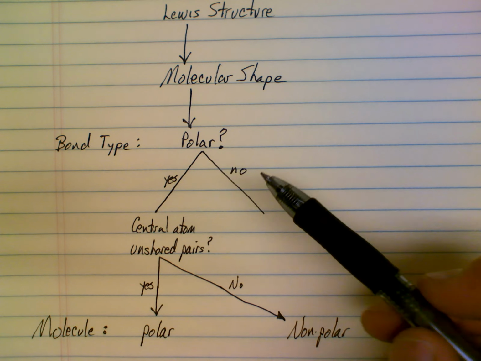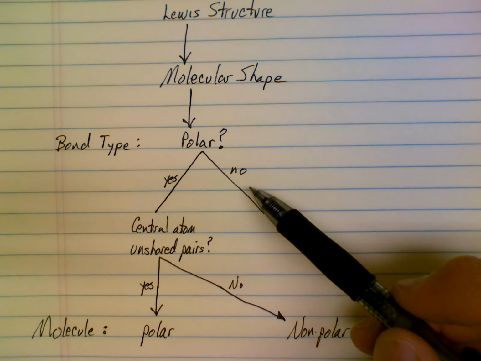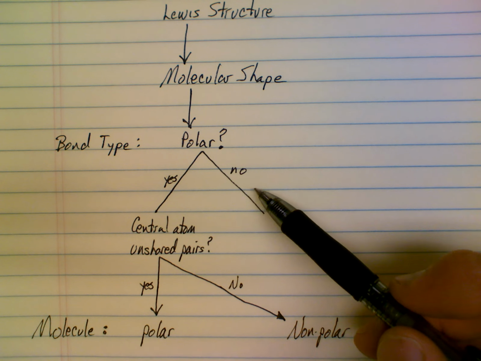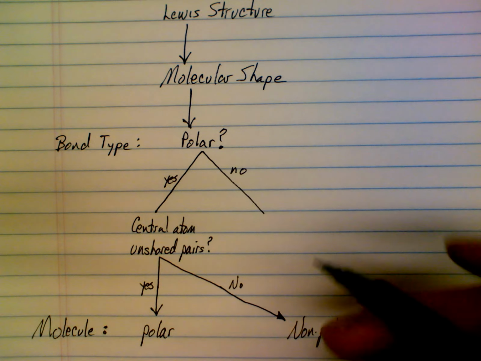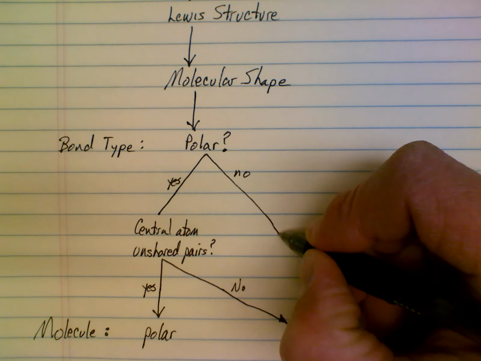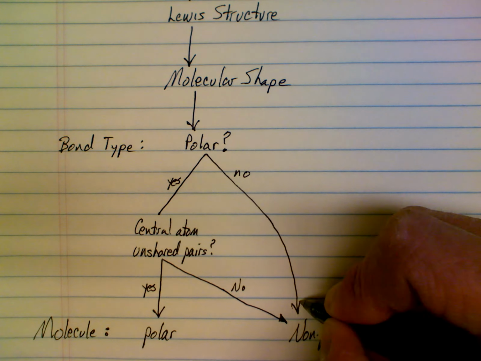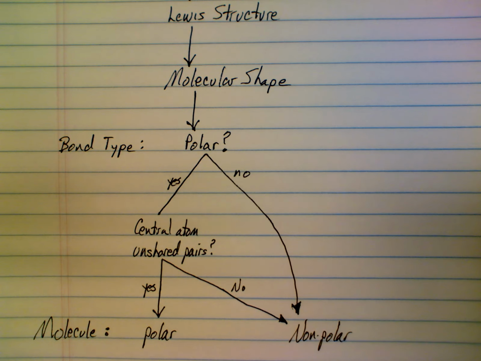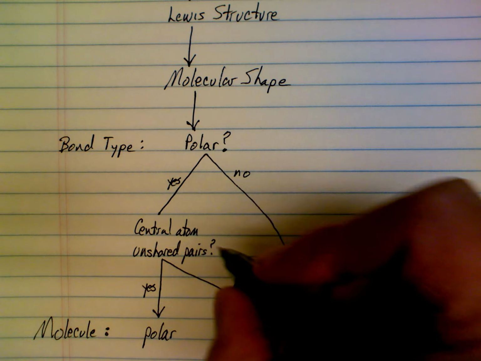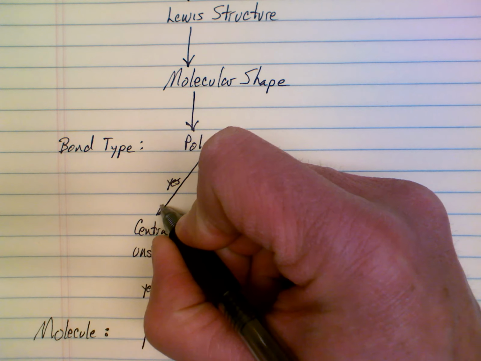But what if the bond is nonpolar? What if there is no polar bond in the molecule? Well, if there are no polar bonds in the molecule, then automatically the molecule has to be nonpolar.